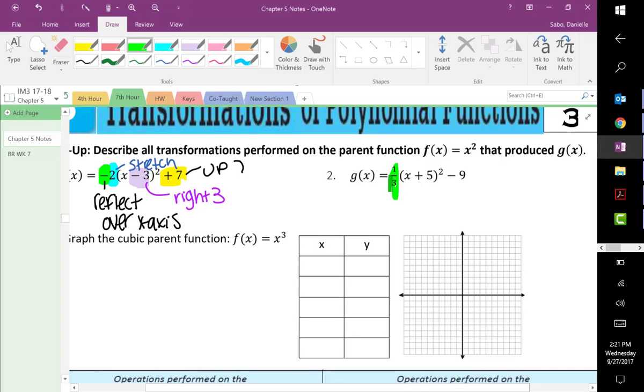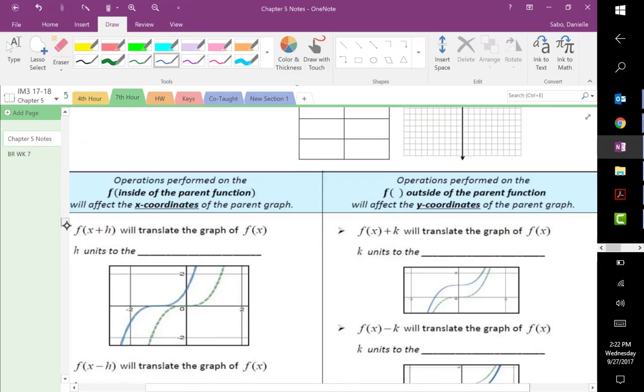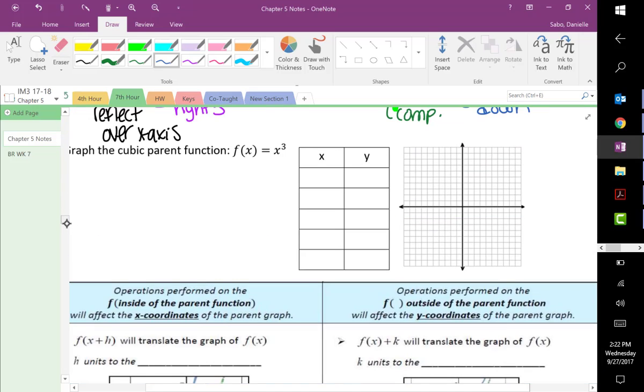Okay. Again, walking around, a lot of you did really well on this. This 1/3 represents compression. This 5 represents going left. And this -9 represents going down. Good job. Now, if you just did okay with that, you're going to fly through this section because it's basically the same thing. Instead of square, we're going to have cubed. But before we do that, let's draw out our cubic function. We did this on Monday, but we're going to do it again.